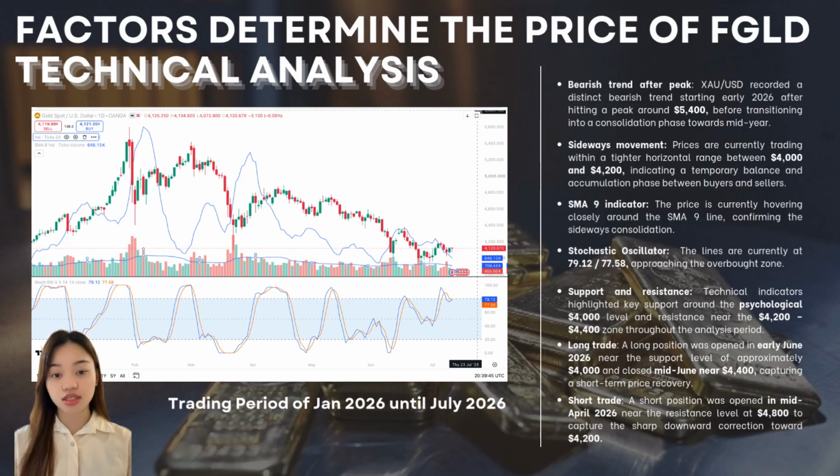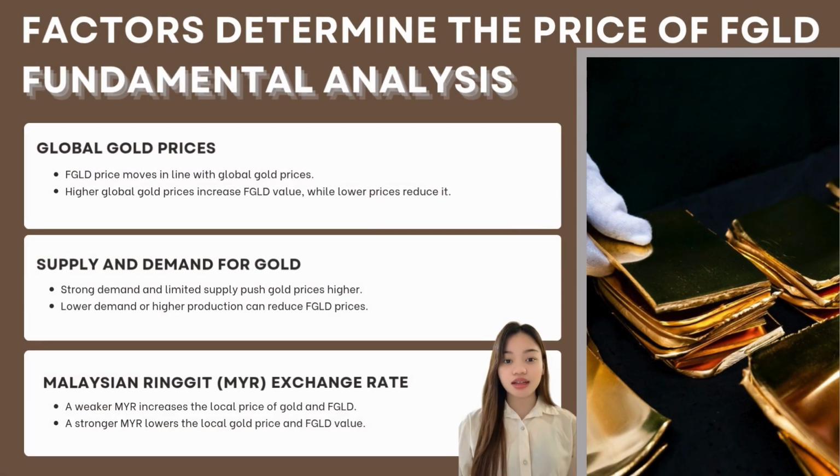Meanwhile, a short position opened near $4.80 would have captured the previous downward movement towards $4.20. Besides technical analysis, we also look at the fundamental factors that influence the price of FGLD. The first factor is global gold prices. Since FGLD is a gold-related ETF, its price generally moves in line with global gold prices. When gold prices increase, the value of FGLD usually rises as well.